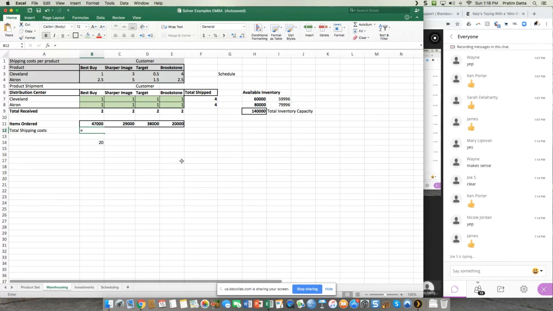I'll do it once again. So equals sum product. And that's why it's called a sum product, because all it's doing is taking each product and summing the whole set up. So sum product of this array and this array, or you can do it the other way, it doesn't really matter. Enter. And we've got 20. So we know these are our total shipping costs. That's one of our primary pieces to understand.